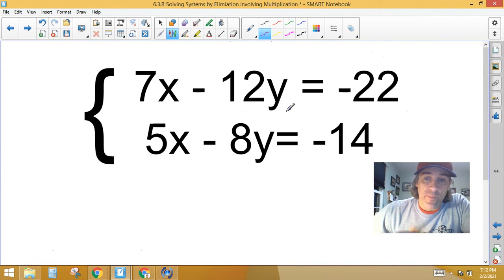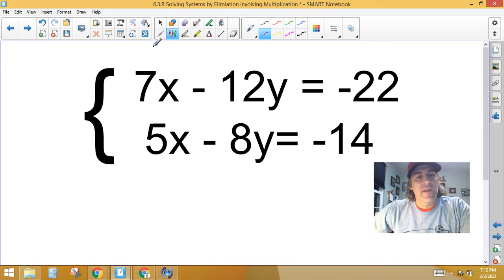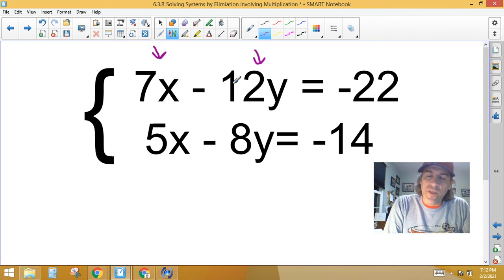Now this is where it gets a little bit more challenging. Here I'm going to identify here my x's. Nothing cancels out, 7 and 5. My y's, 12 and 8. Can I multiply 7 by anything to get 5? Nothing pretty. What about 5 to get to 7? Nothing pretty. Same thing with 12 and 8. So this is where that old thing called greatest common factor comes into play.